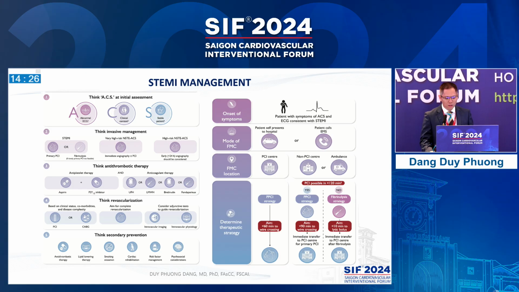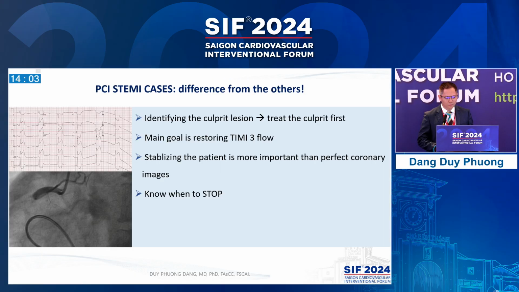For management of STEMI, we have to combine timely revascularization, antithrombotic therapy, and the culprit-lesion revascularization, and combine all of the techniques to approach the patient. But STEMI is different from other patients. In STEMI PCI, we focus on treating the culprit lesion, and the main goal is to restore the flow of the artery.